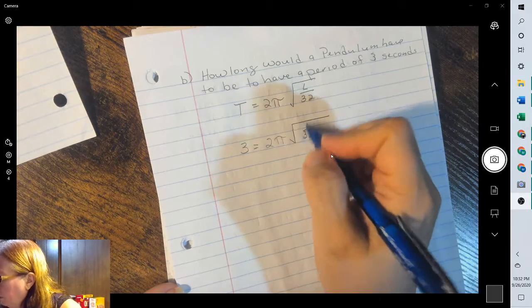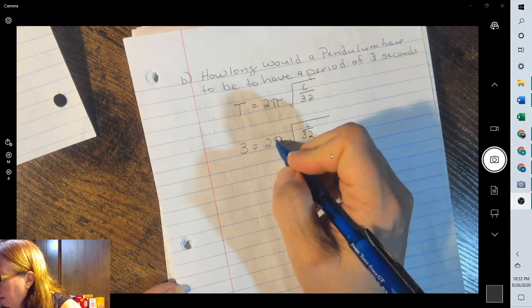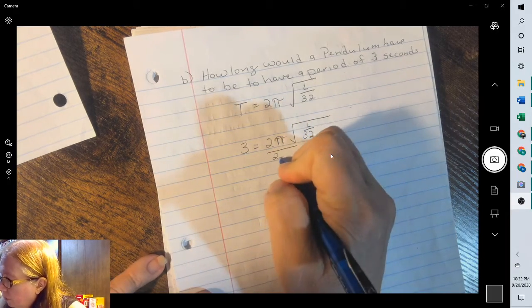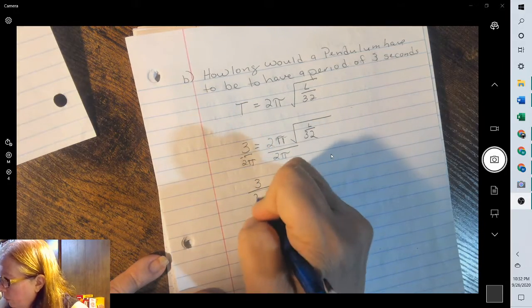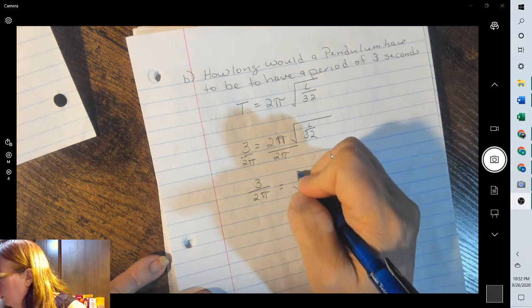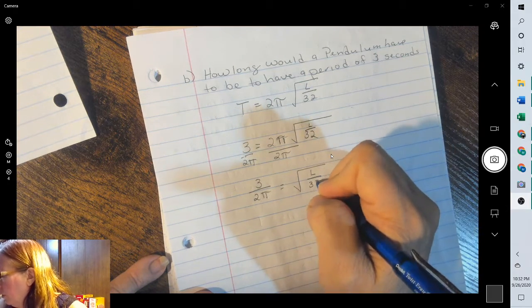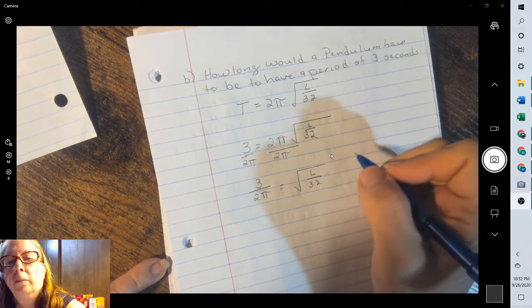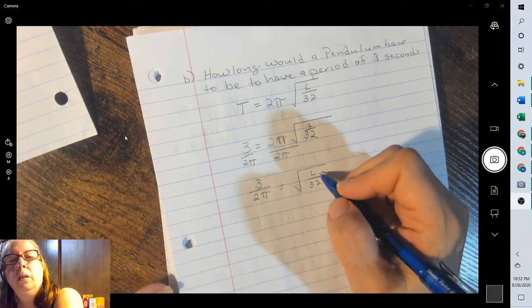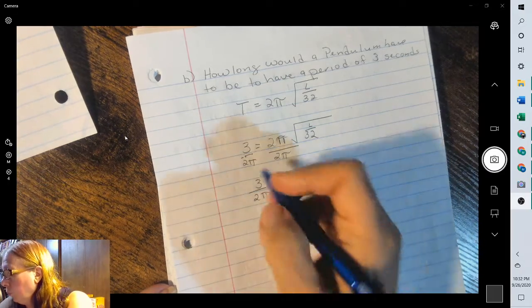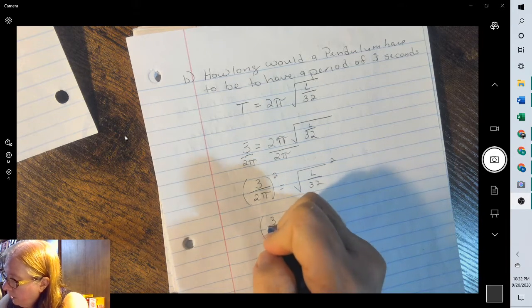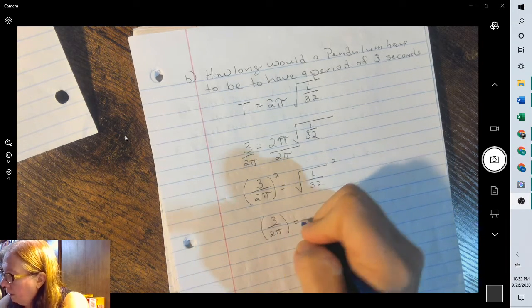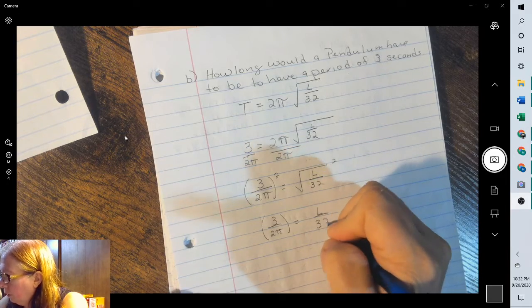When we're solving, just do one part at a time. So leave the square root and get rid of the 2 and the pi. To get rid of it, since we're multiplying, we would divide. So we have 3 over 2 pi equals the square root of L over 32. And then, when you have a square root, to get rid of it, you square both sides. So we have 3 over 2 pi squared equals L over 32.